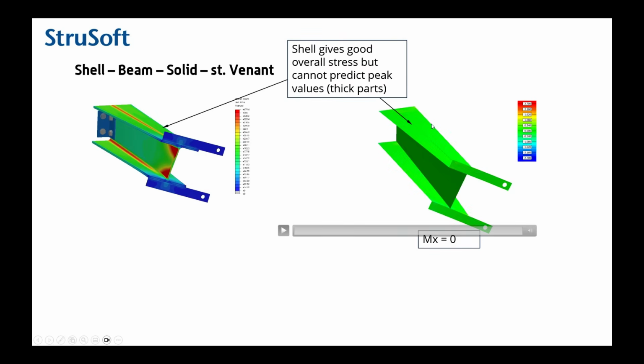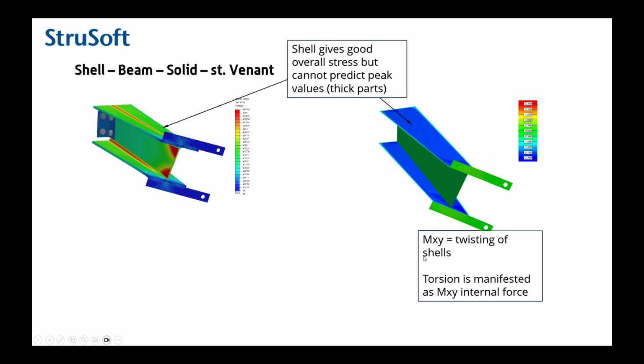And if you look at the shells, the mx bending moment is 0. Also the other bending is 0. But what happens is that the twisting of the beam manifests itself as mxy bending of the shells, and that's what shells have. That is the stress state where you have compression and tension in opposite directions on opposite sides of the shell. So that's actually mxy.